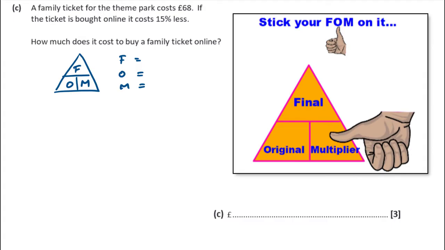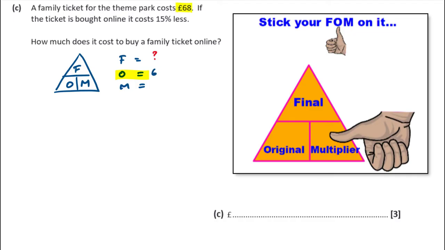Okay, now final, original, multiplier. Final stands for the end price, or what the value is after the percentage change has happened. Okay. Now I don't know what that is. That's actually the one I'm trying to find, isn't it? What the price is after the discount. Okay, so that's the one I'm looking for. Now original is the cost of the ticket before the percentage change. In that case, it's the £68 there, isn't it?